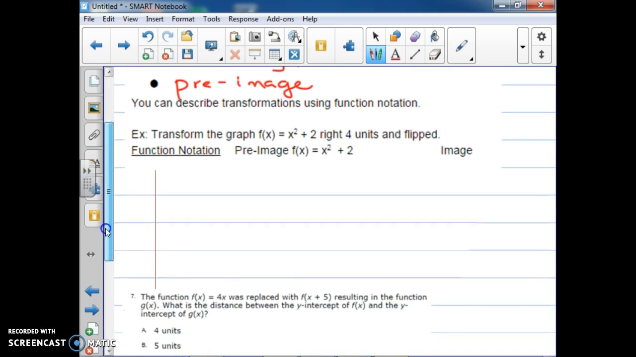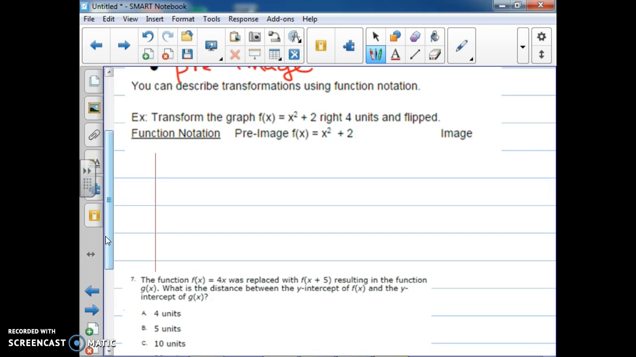Now we're going to do an example where we write the function notation of the transformed image. The example says transform the graph f of x equals x squared plus 2, right 4 units and flip. Okay, so function notation for that will look like this.